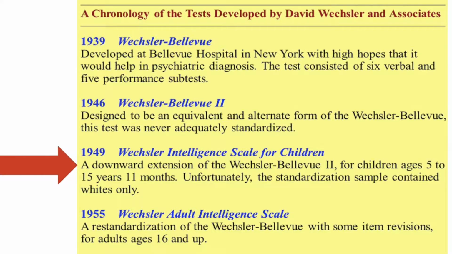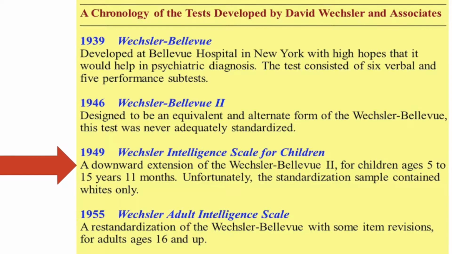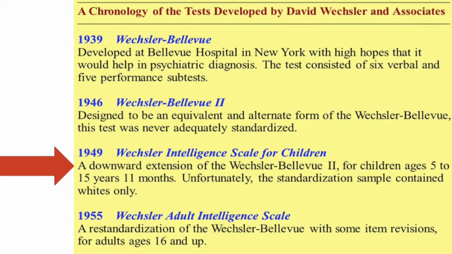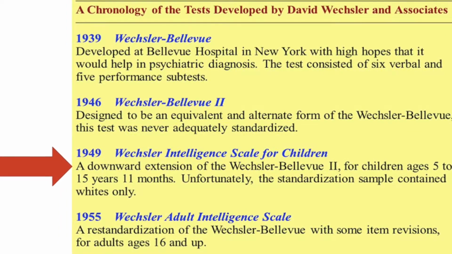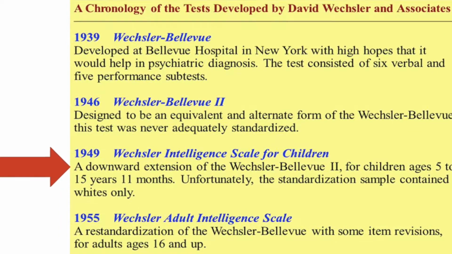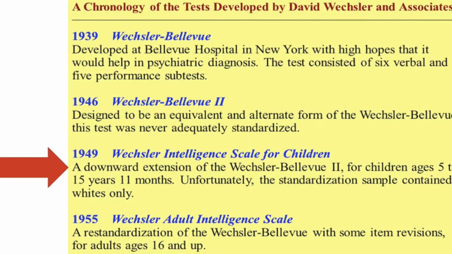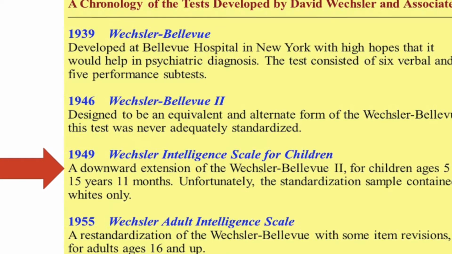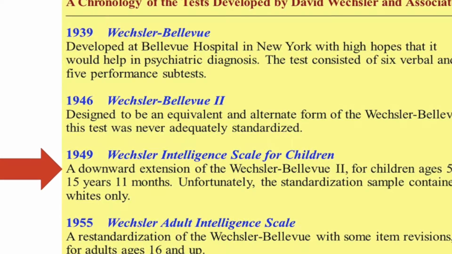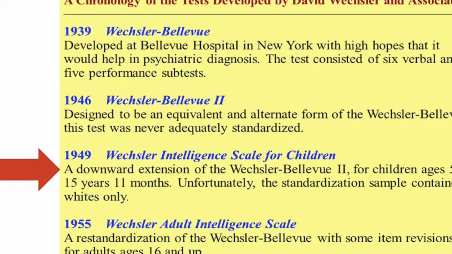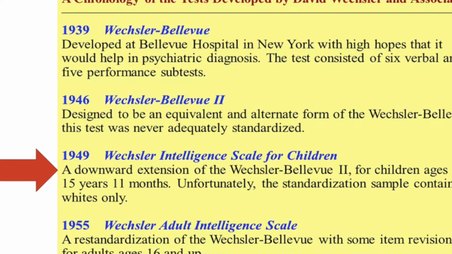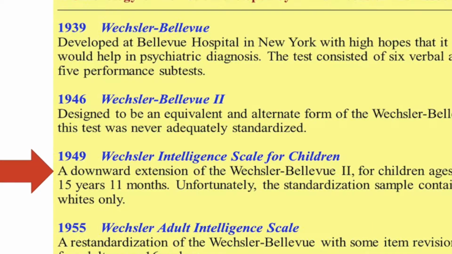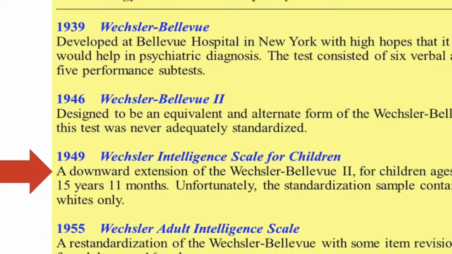Here, we have a chronology of the early tests developed by Dr. Wechsler and his associates. His first, which we just reviewed, the Wechsler Bellevue, had 6 verbal and 5 performance subtests. 7 years later, he developed the Wechsler Bellevue 2, which unfortunately was never adequately standardized. In 1949, 10 years after his first test, he developed the WISC. Ironically, this was a children's IQ test, and he applied the standardized scale to children. In 1955, he developed the WAIS.